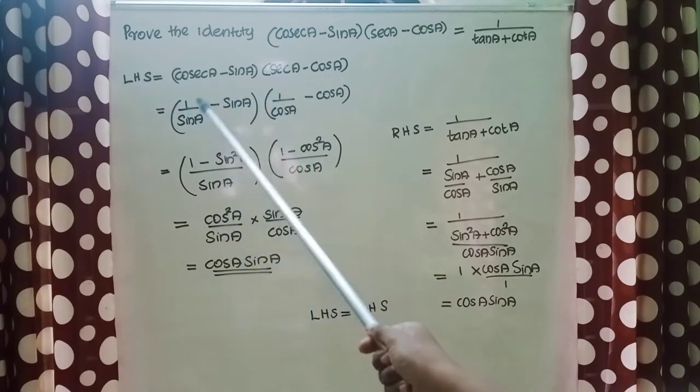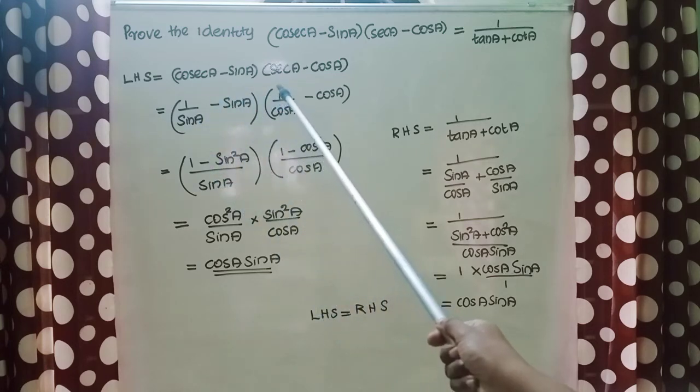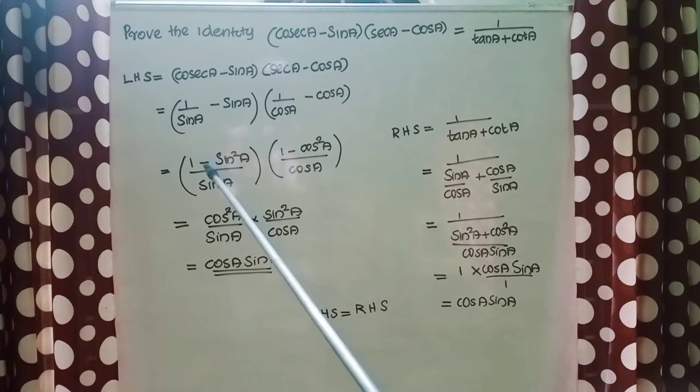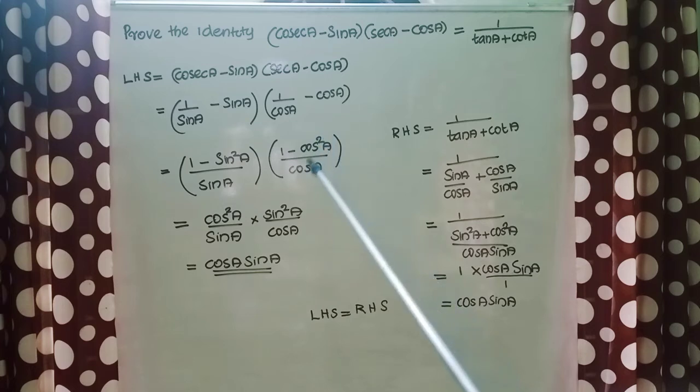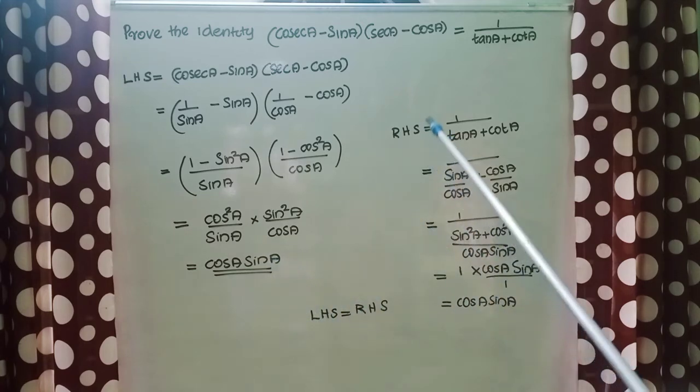We get (1 minus sin square A) whole divided by sin A into (1 minus cos square A) whole divided by cos A. And we know 1 minus sin square A equal to cos square A, and 1 minus cos square A equal to sin square A. So we get that is equal to cos square A by sin A into sin square A by cos A. This cos square A and cos A we can cancel, sin A and sin square A we can cancel. We get that is equal to cos A sin A. Now you take the RHS.